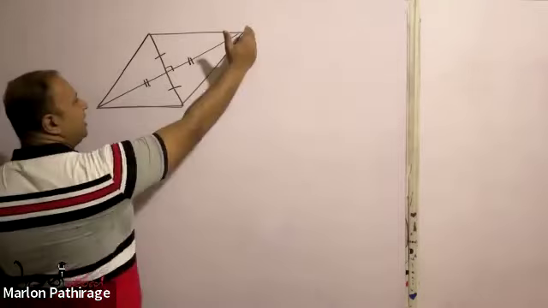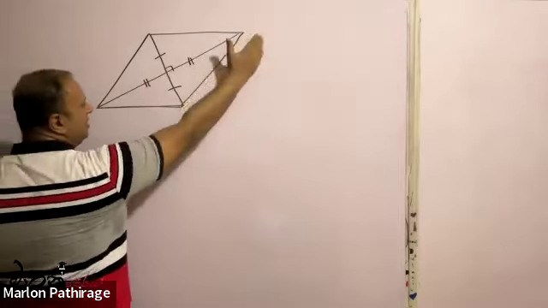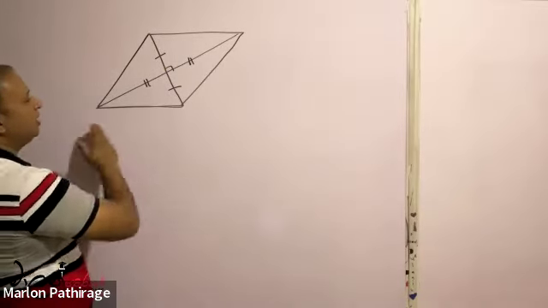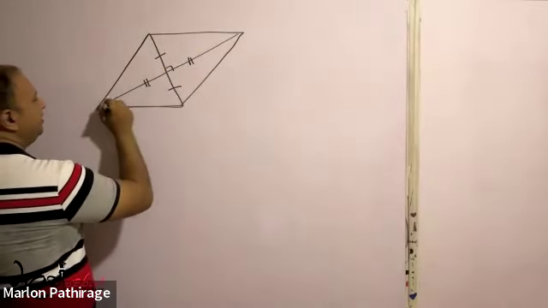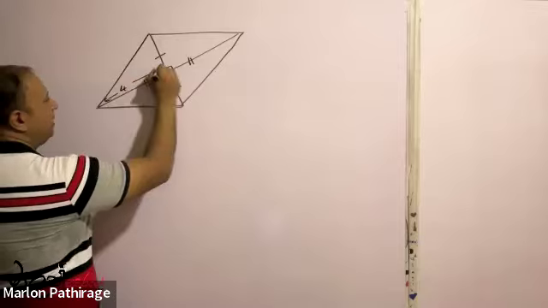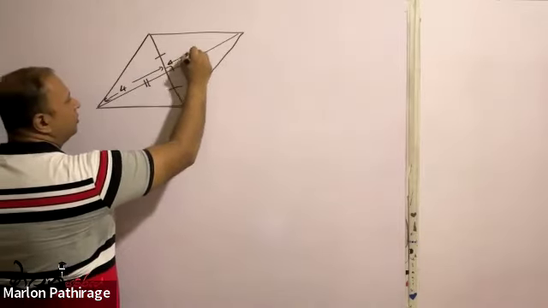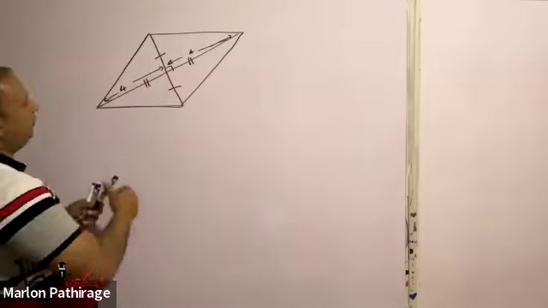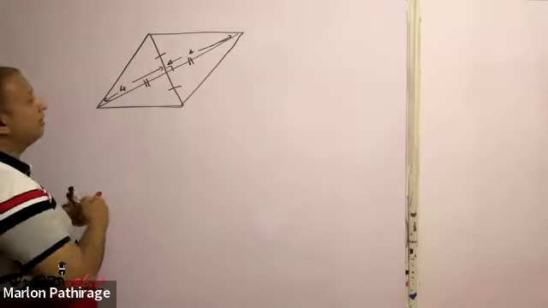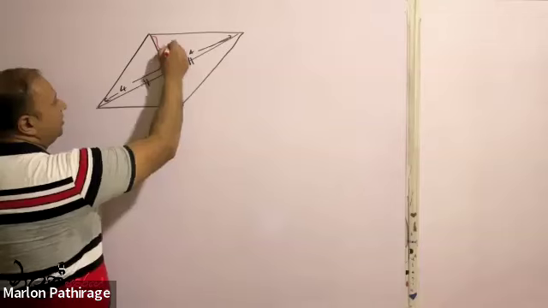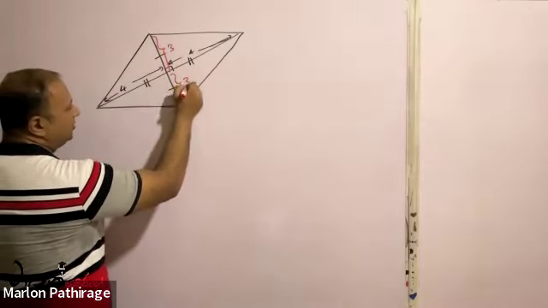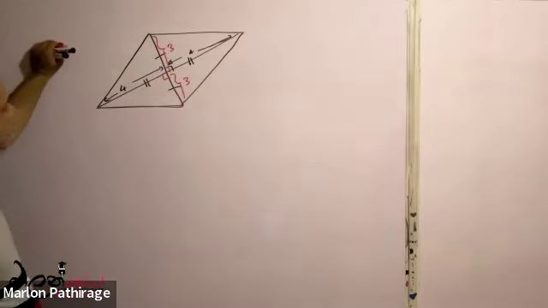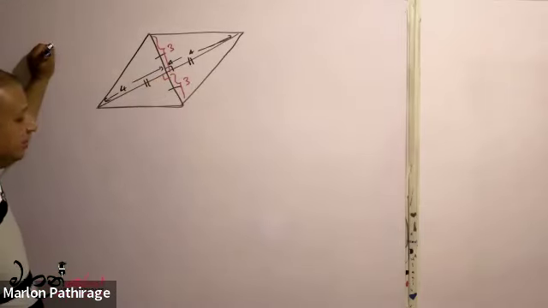Suppose this length is 8. This length is 6. So if this length is 8, this one is 4. If this one is 6, this length is 3. This one also 3. You know this angle is 90, because they are perpendicularly bisected.